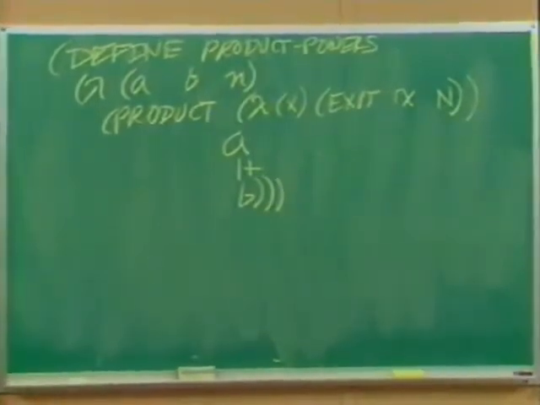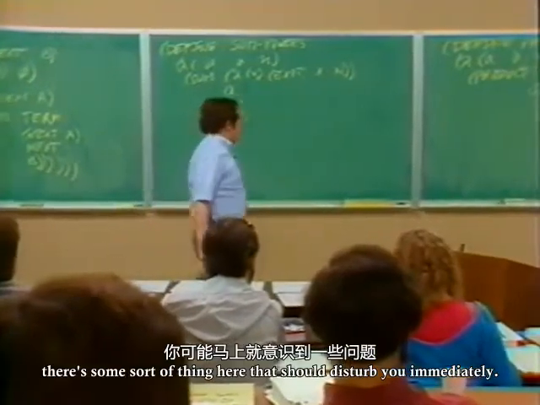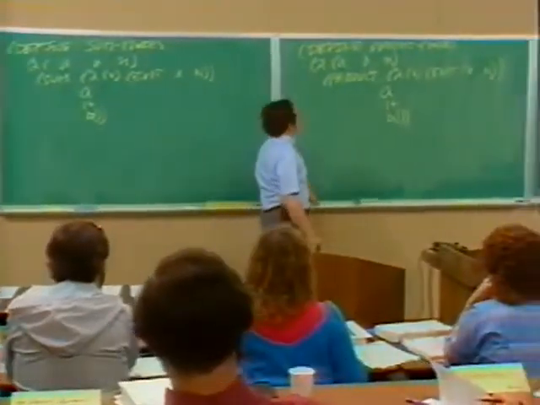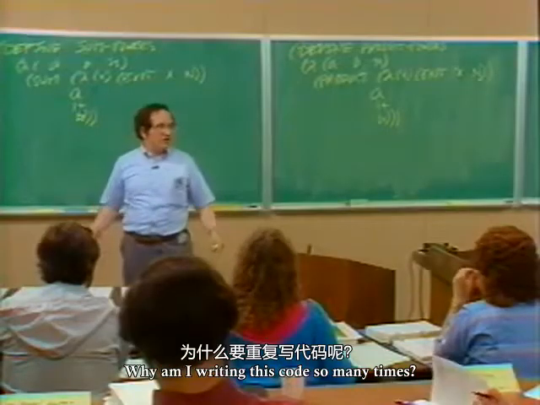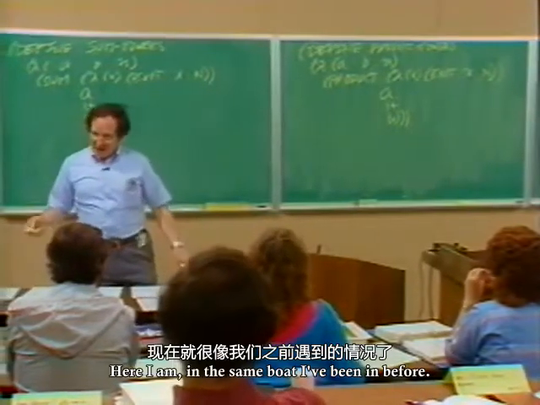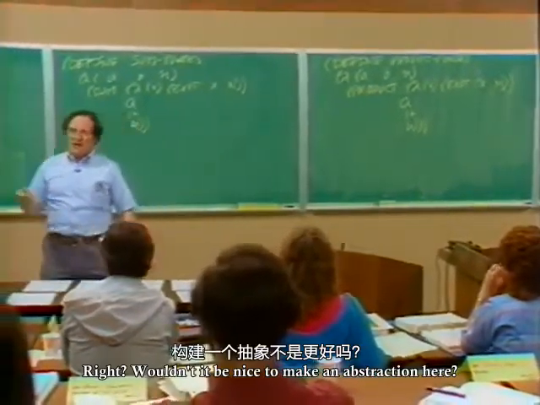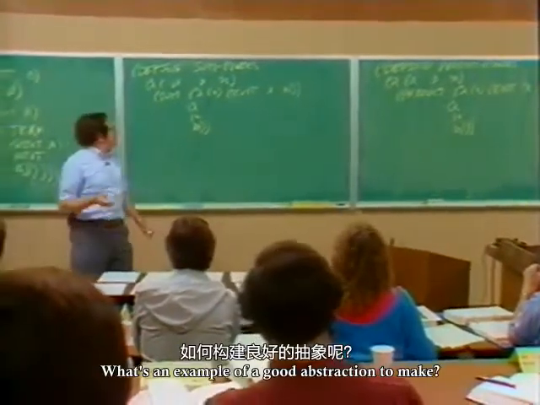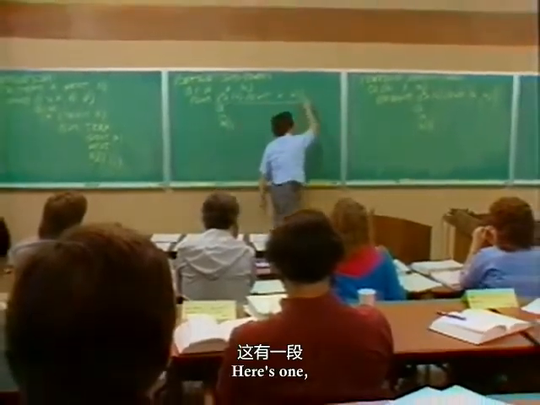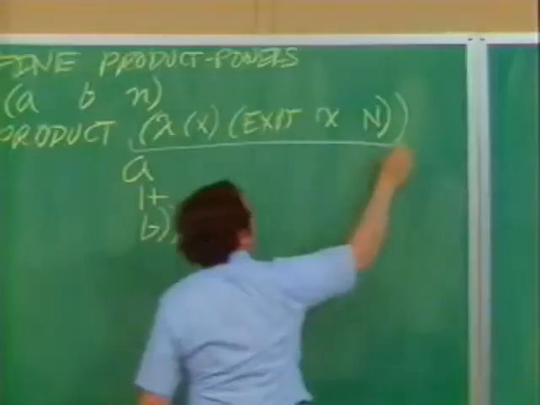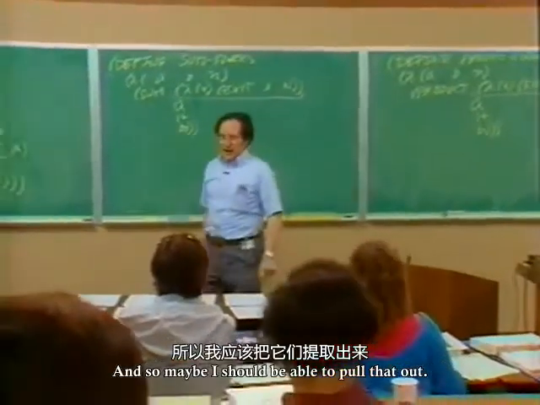Now, there's some sort of thing here that should disturb you immediately. These look the same. Why am I writing this code so many times? Okay, here I am in the same boat I've been in before. Right? Wouldn't it be nice to make an abstraction here? What's an example of a good abstraction to make? Well, I see some code that's identical. Here's one, and here's another. Okay? And so maybe I should be able to pull that out.